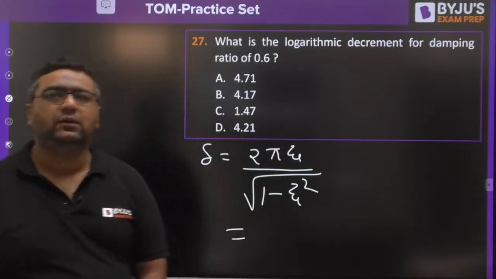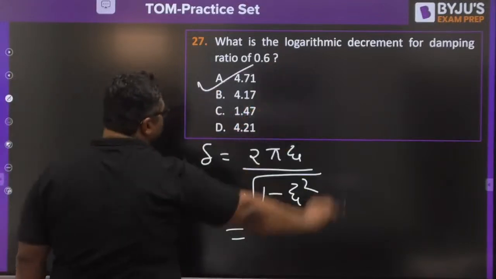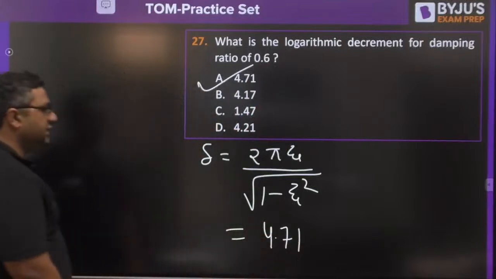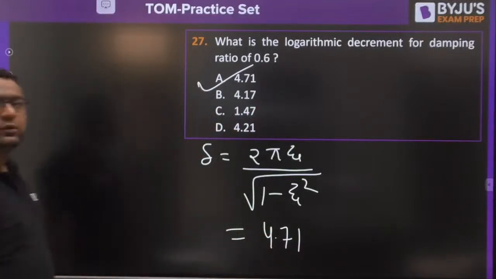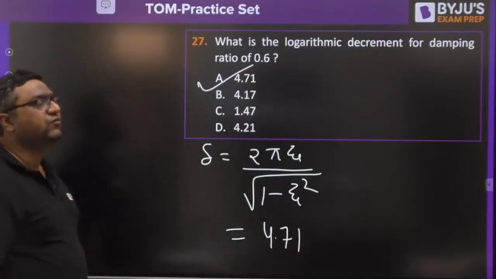Rakshit says 4.17. Okay, everyone is giving a different answer. I feel the answer is 4.71, not 17. 4.71 is the answer. The formula is in front of you. We are left with one more question. Let us see the last question for today, guys.